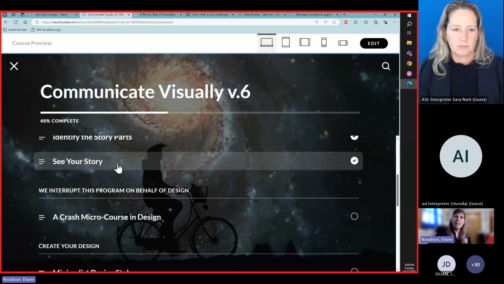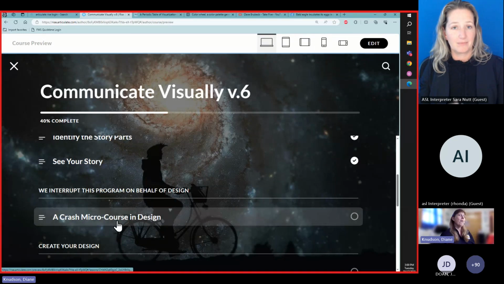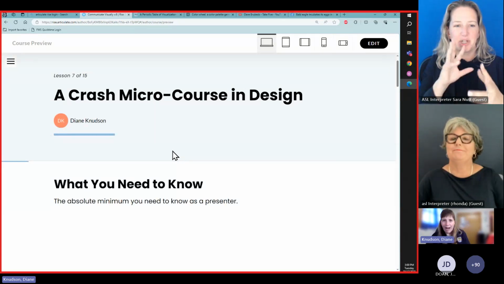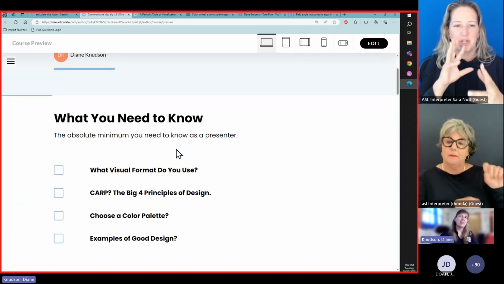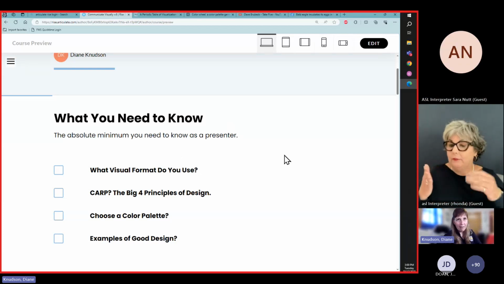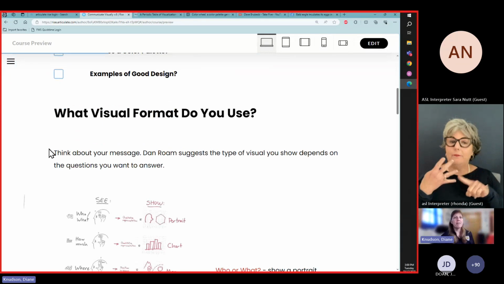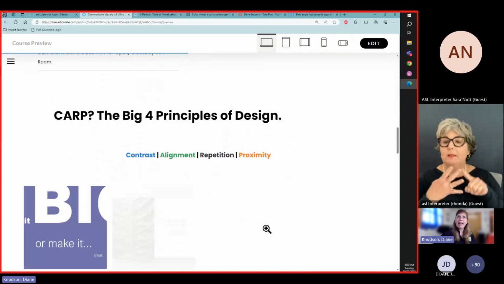So now we interrupt this program on behalf of design. This is what I was mentioning a minute ago. This is your crash micro course in design. And this is the absolute minimum about design you need to know as a presenter. And there are 4 items. We just did this, what visual format should you use? So I won't go over that again.